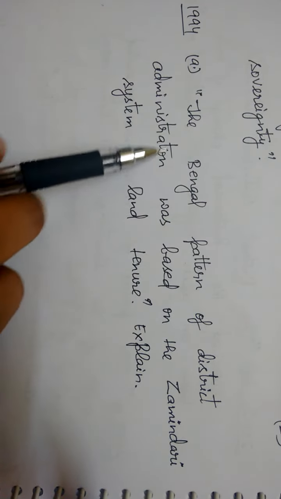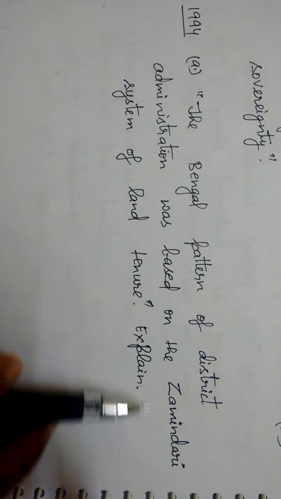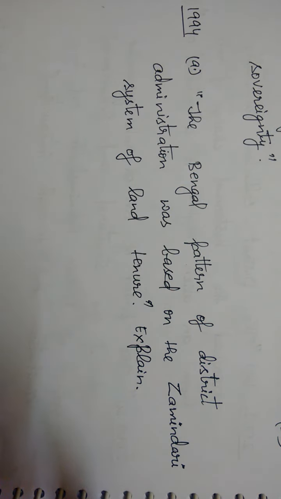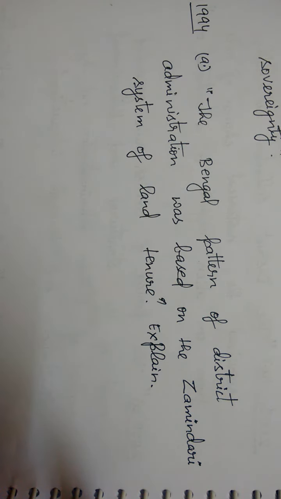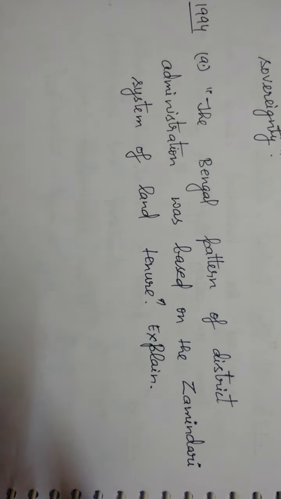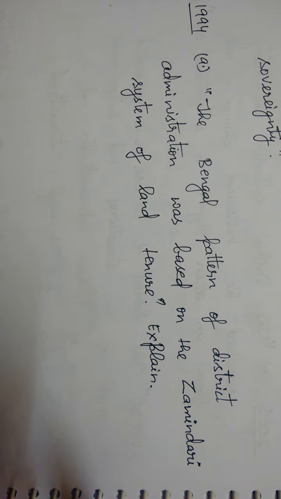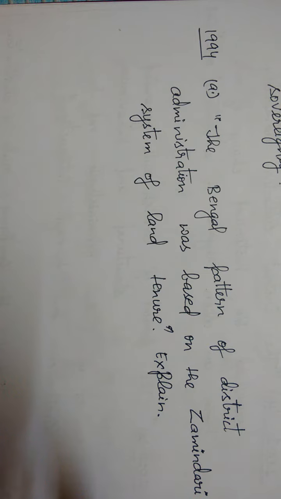Then in 1994 this question came that the Bengal pattern of district administration was based on the Zamindari system or land tenure. So you have to write about the Zamindari system, what its features and main policies are, and how the Zamindari system was adopted. This is again a topic of history and you can learn it from historical books, NCERTs. They have clearly given how the Zamindari system evolved, how zamindaris were purchased, how much zamindars used to keep from the land revenue, and how zamindaris were sold also, then absentee landlordism, so many things are there, and the Permanent Settlement.